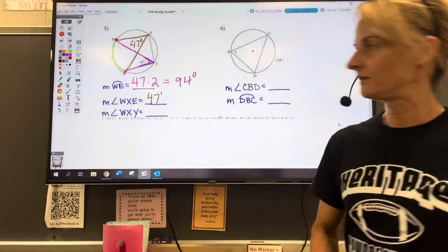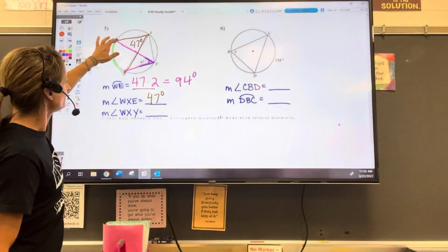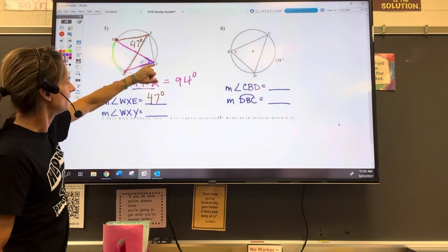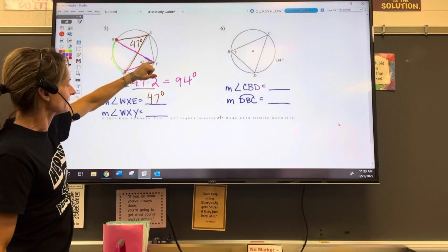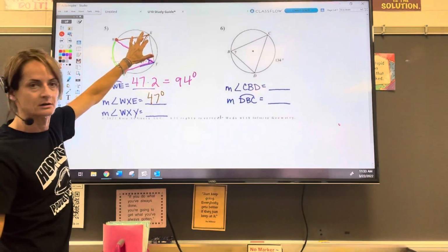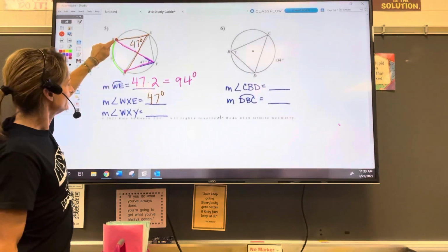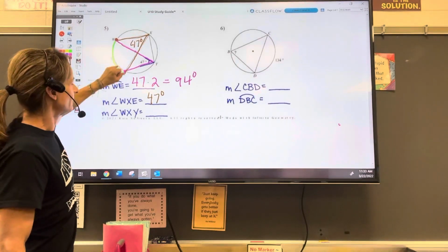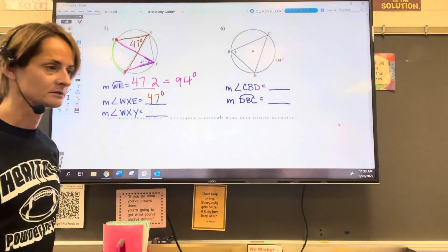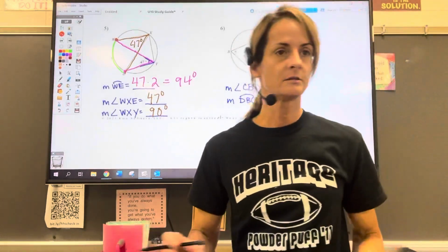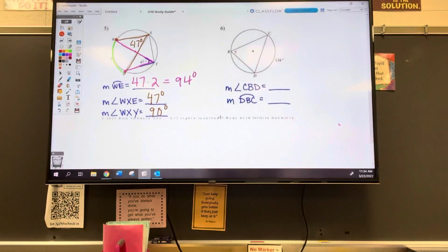And the measure of angle WXY. Notice the endpoints of this inscribed angle are on either end of a diameter, which means this arc, half the circle, is across from this angle here. This arc, half the circle, is 180. It's twice as big as the angle we're looking for. So that angle is going to be 90 degrees. Questions?